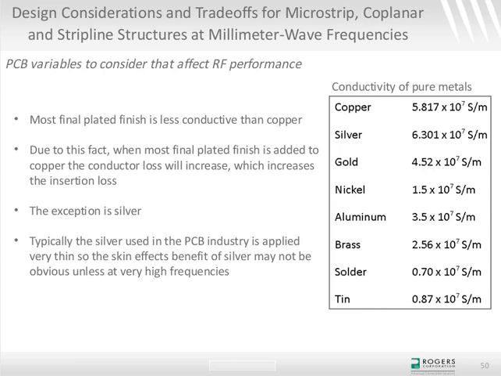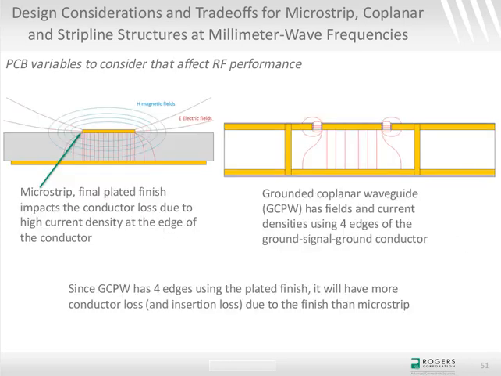The one exception would be silver, and the silver process used in printed circuit boards is called immersion silver, and that applies silver really, really thin. So the benefit of silver and having better conductivity is usually not realized until you get to really high frequencies where the skin depth is really thin.